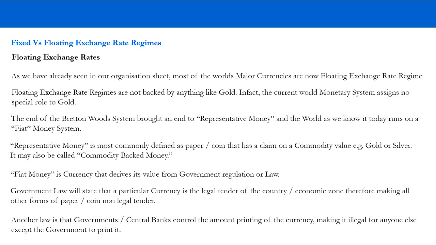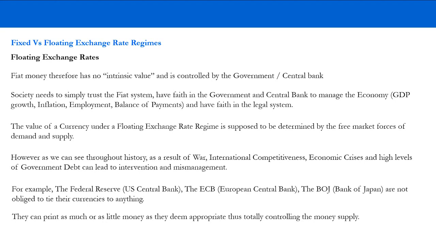Another law is that governments and central banks control the amount of printing of the currency, therefore making it illegal for anyone else except the government to print it. And fiat money basically has no intrinsic value. It's controlled by the government and the central bank. So the way a fiat money system works is that society needs to simply trust the fiat system and have faith in the government and the central bank to manage the economy.